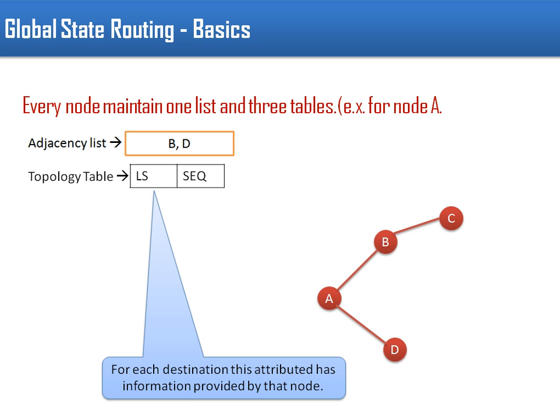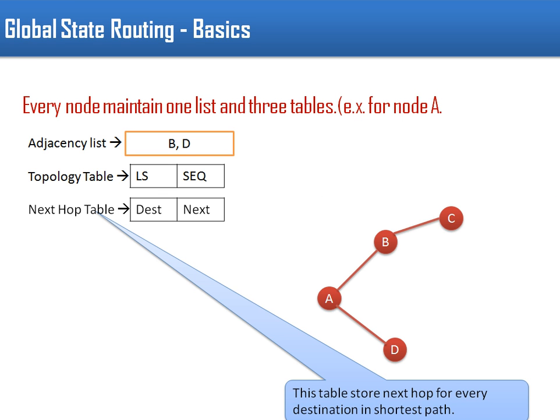The next table is known as the topology table, and this table stores LS information. Whenever link state information is received from a neighbor, this table will be updated. This table will accumulate all LS information received from neighbors. And SEQ is a sequence number, and this number specifies how fresh that information is. So we can use that sequence number as a time.